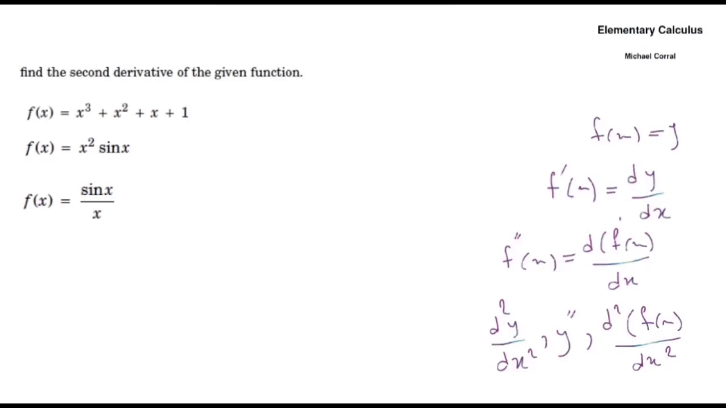The next function, f(x) equals x squared times sine x. f prime x equals the derivative of x squared, which is 2x times sine x, plus the derivative of sine x, which is cosine x, times x squared.